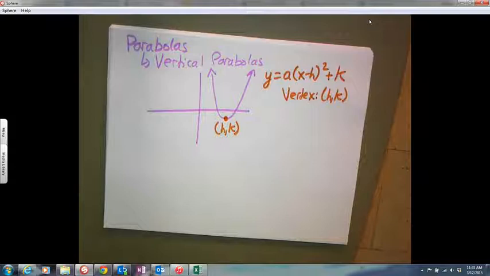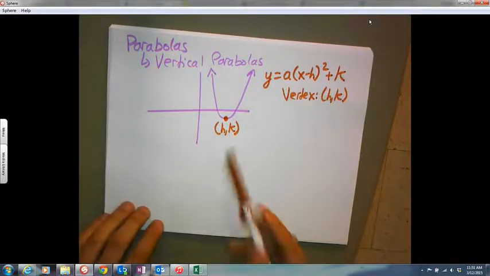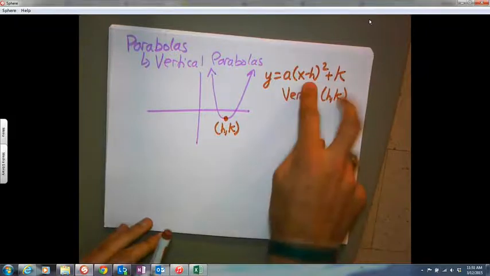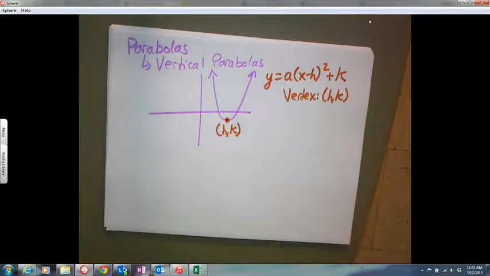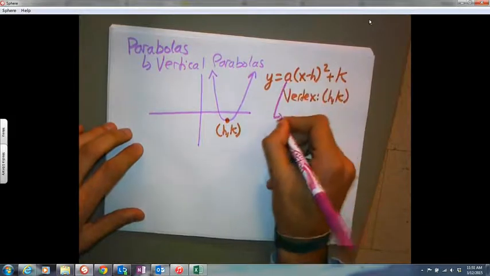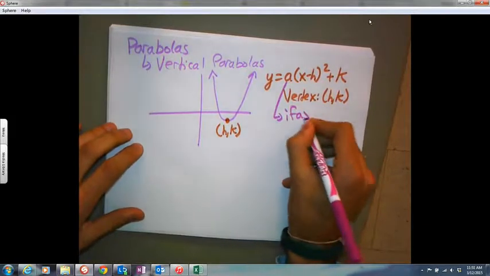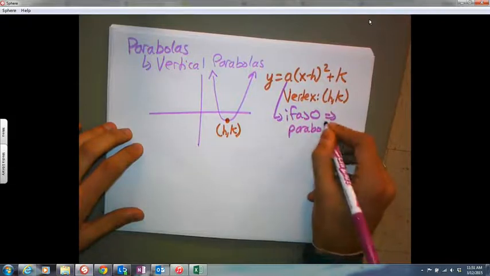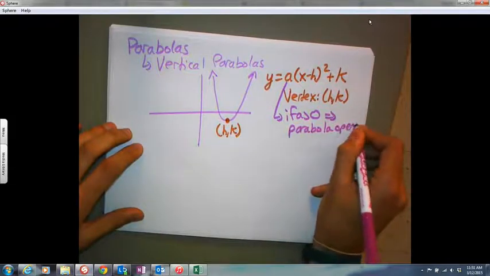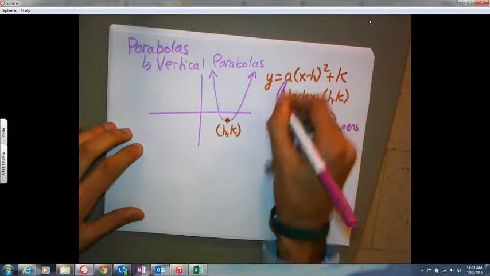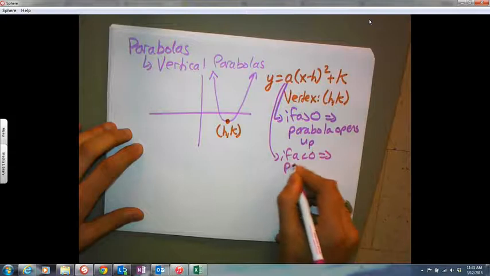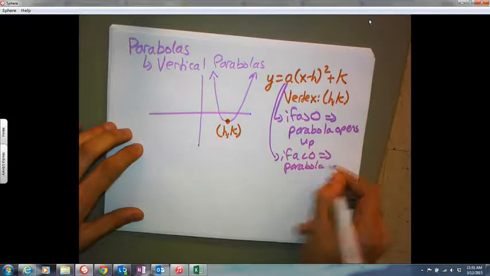The vertex is, the coordinates are (h, k), which we'll end up plugging in here. And of course we have this a value, and we know if a is bigger than 0, the parabola opens up. If a is less than 0, the parabola opens down.